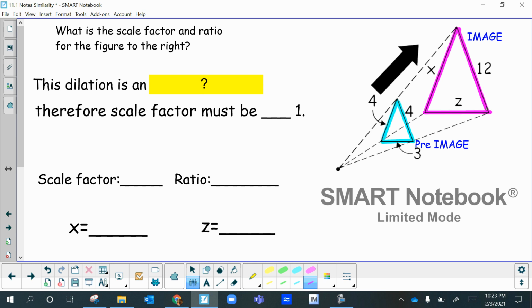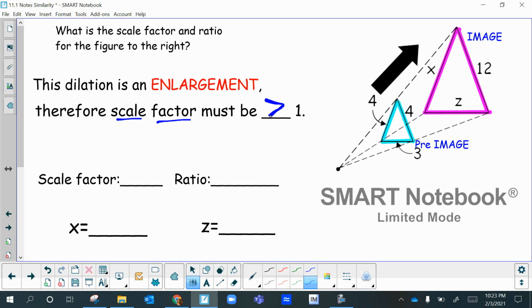All right. So in this particular dilation, this is an enlargement, okay, because it's going from a small triangle to a big triangle, okay? So whenever it's an enlargement, guys, you have to know that the scale factor is going to be greater than 1. So everybody mark the greater than symbol, okay? So it's going to be greater than 1.